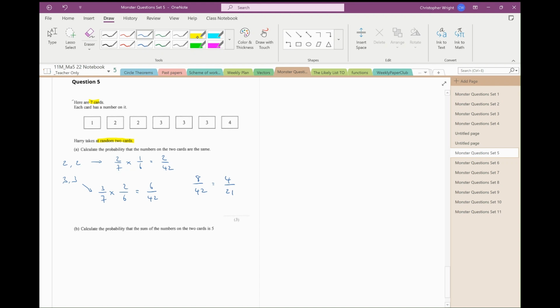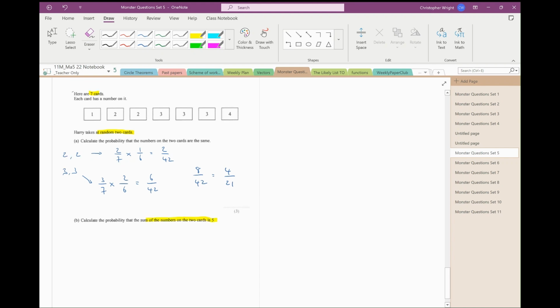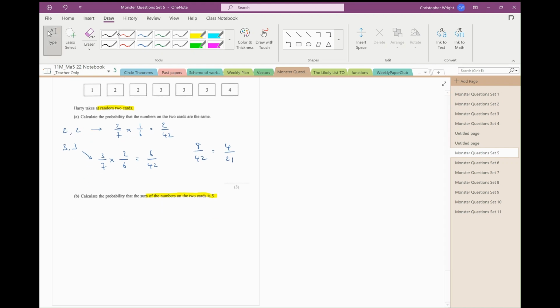Calculate the probability that the sum of the numbers on the 2 cards is 5. Right, we just need to think how that could happen. Could he get a 1 first? He could. He could get a 1 followed by a 4, couldn't he? So he could also then get a 4 followed by a 1. He could get a 2, which would have to be followed by a 3, or a 3, which would have to be followed by a 2. So I think those are the 4 outcomes which qualify.